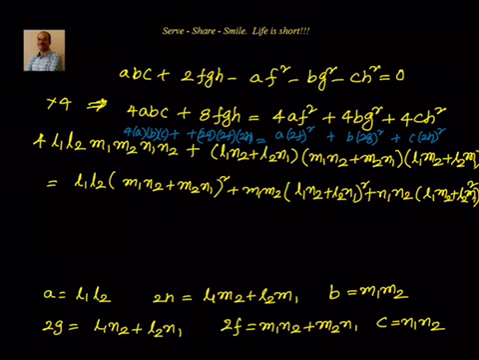If I am able to do that, then I have proven that whatever the condition needs to be satisfied, that is ABC plus 2FGH minus AF square minus BG square minus CH square equal to 0. Now we will take the LHS and we will try to obtain the RHS. We need actually more than 2 steps to do that. It will take at least 3-4 minutes. Let's try to finish it now.